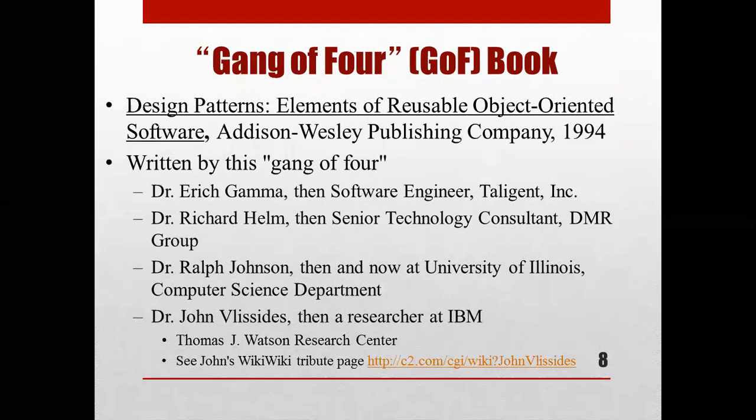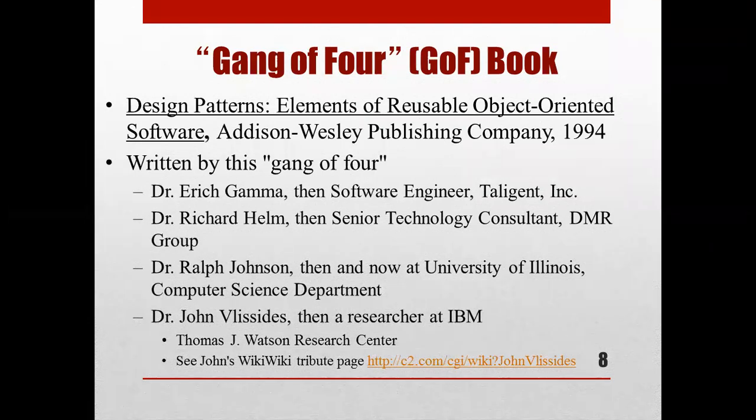In 1994, this book was written by the Gang of Four. These are the four authors of the book: Dr. Erich Gamma, a software engineer at Intelligent; Dr. Richard Helm, a senior technology consultant at DMR Group; Dr. Ralph Johnson, a professor in the University of Illinois Computer Science Department; and Dr. John Vlissides, a researcher at IBM. That's why this book is called the Gang of Four book.